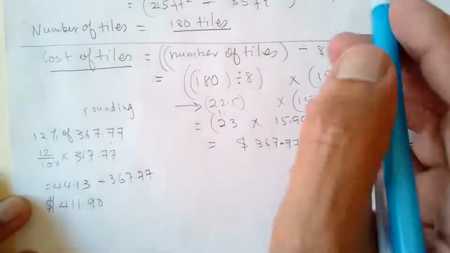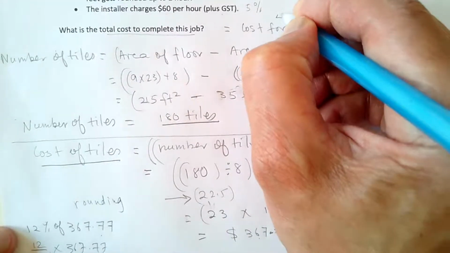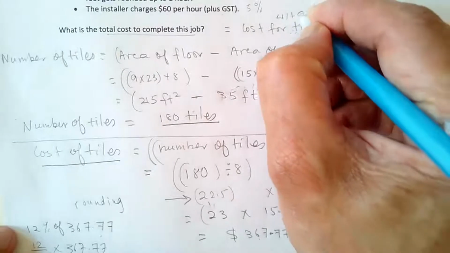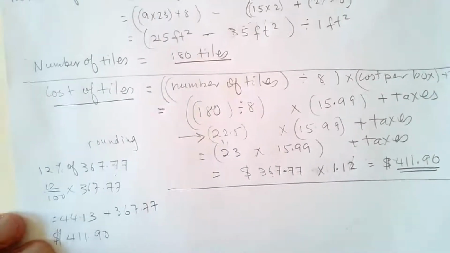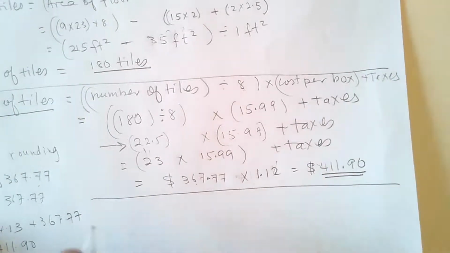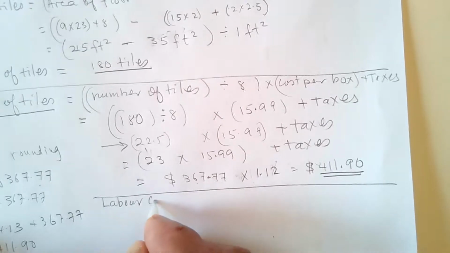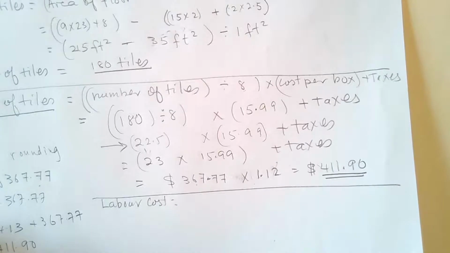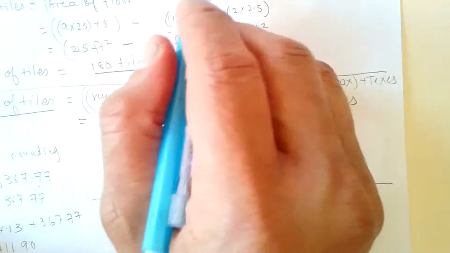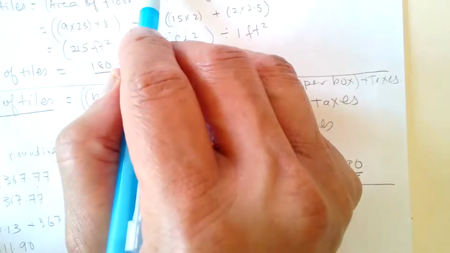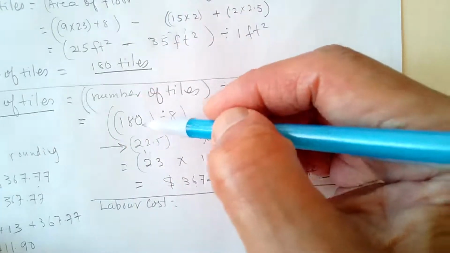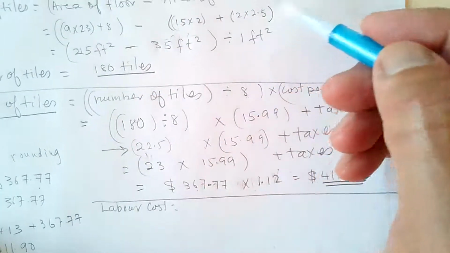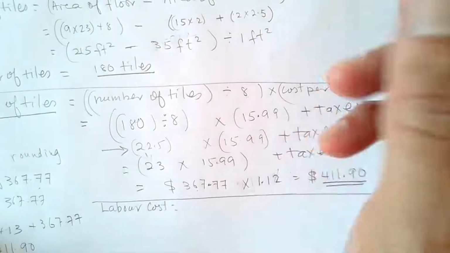Now the labor cost, we need to find. So the cost for tiles, we can record that as 411.90, plus labor cost. Let's do the labor cost here. So labor cost will be equal to, now they tell us you need to pay the person $60 per hour plus the GST, but how many hours will you need depending on the square feet? Now there's 180 square feet of area to be tiled. We got that from the original question.